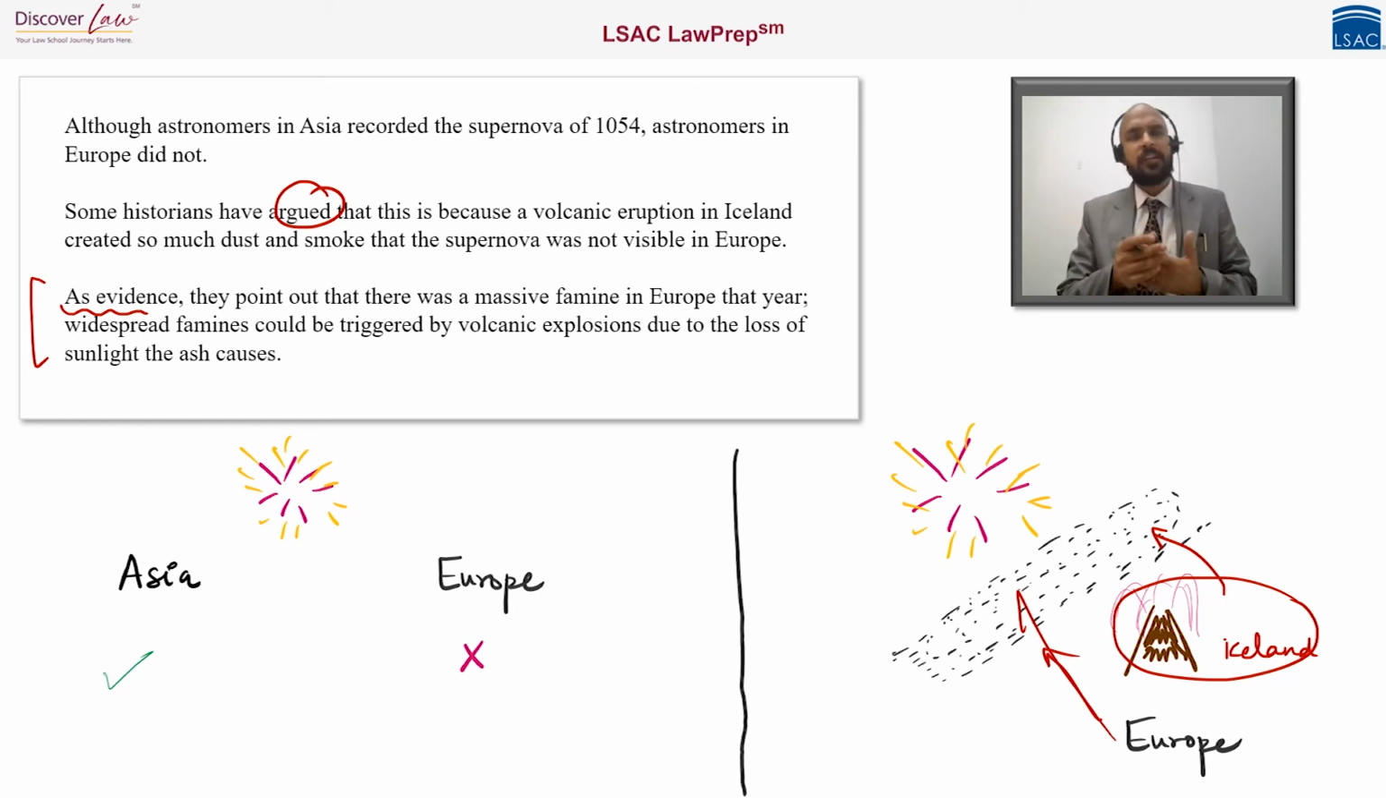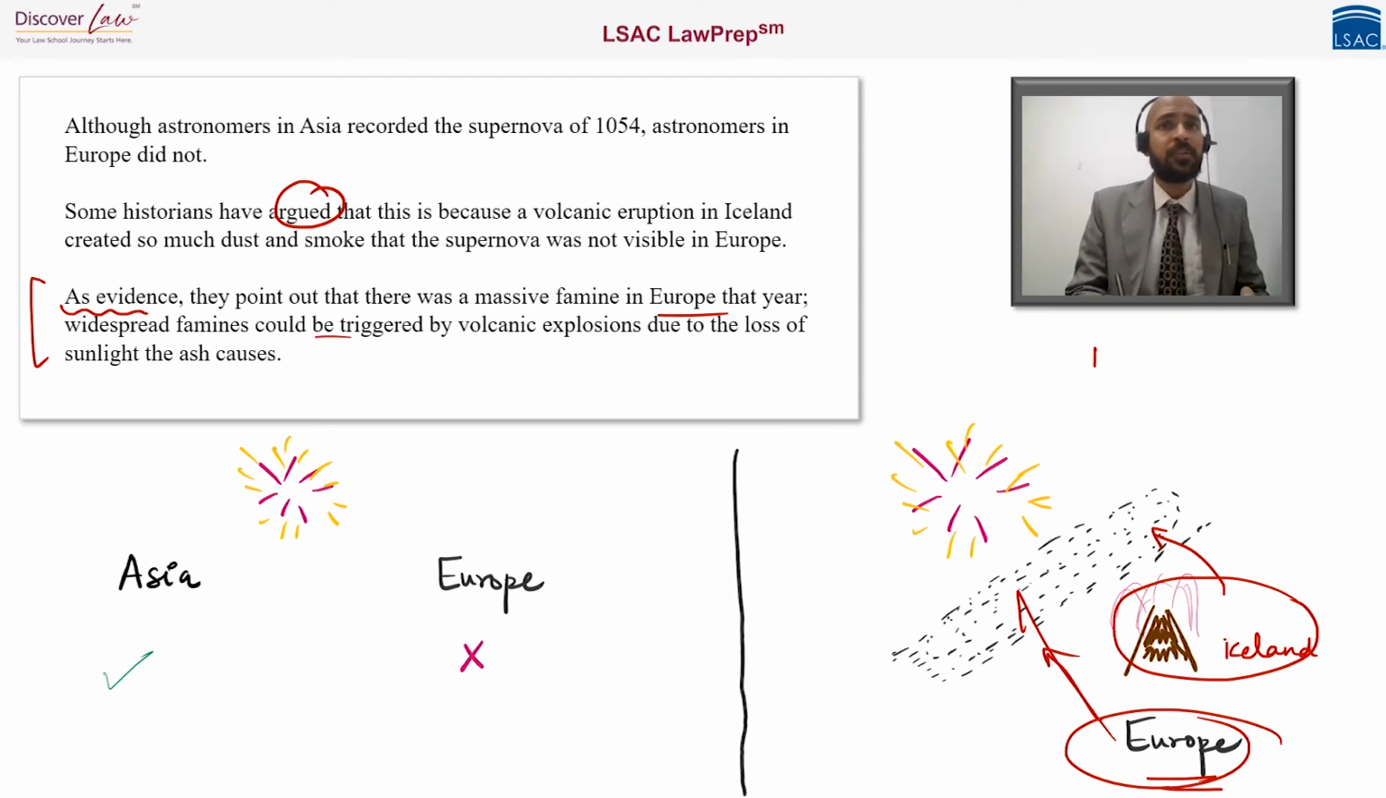Then it says, as evidence. What is evidence? Evidence is basically giving you something to substantiate a claim that has been made. So for example, I say that I traveled by train, and then as evidence I'm showing you the ticket. You must understand that in an argument the evidence does not really play a very major role. It does not really form a part of the argument as much as the premise, the assumption, and the conclusion do, okay. But still, it says that as evidence, they point out that there was a massive famine in Europe that year.